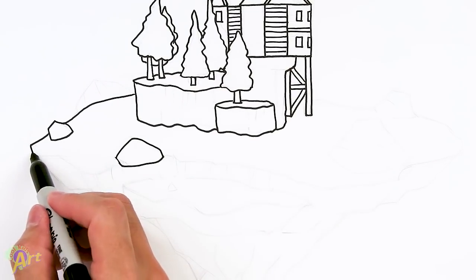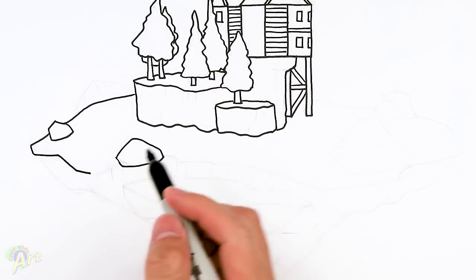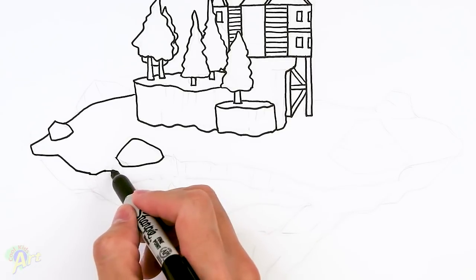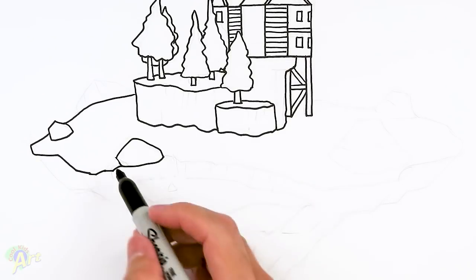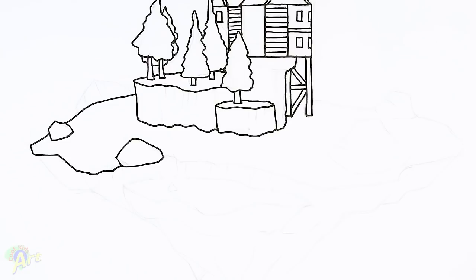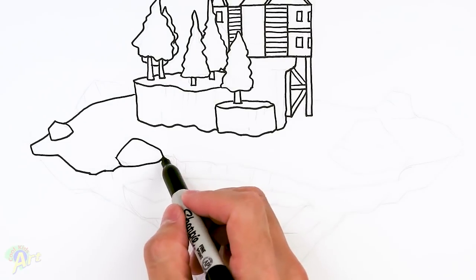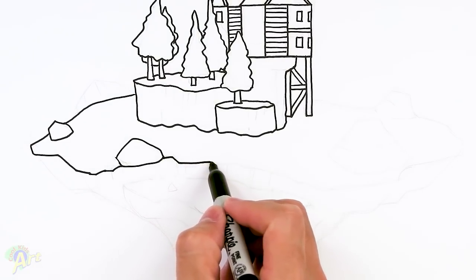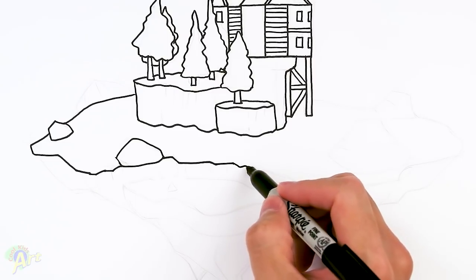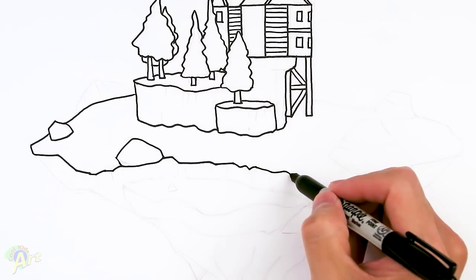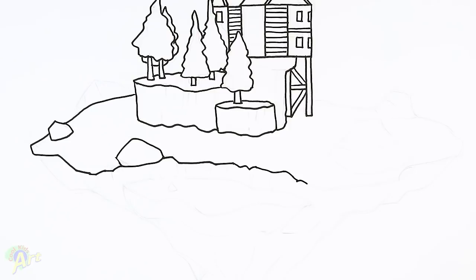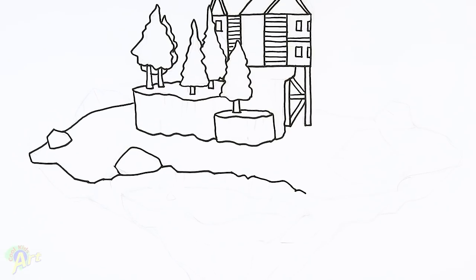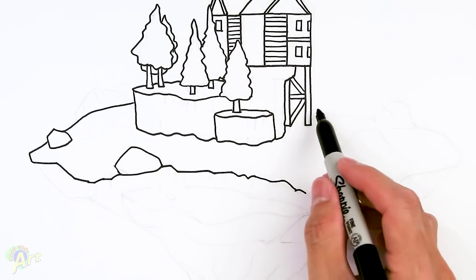Okay, and then from here we can just kind of zigzag, just add in some angles. Doesn't have to be exact, and just kind of go right there to the base of that rock. Okay, and then we're going to continue here. Just going to draw in some of these angles again. Doesn't have to be exact, obviously. Okay, and then we'll stop here, and let's start up here.